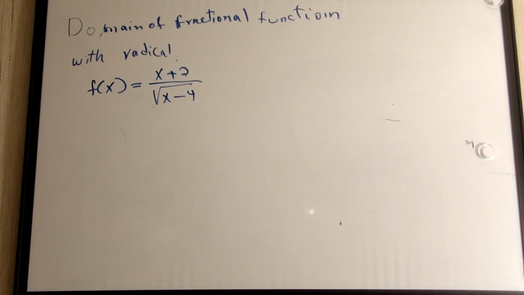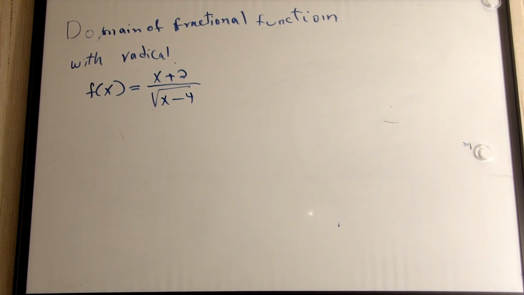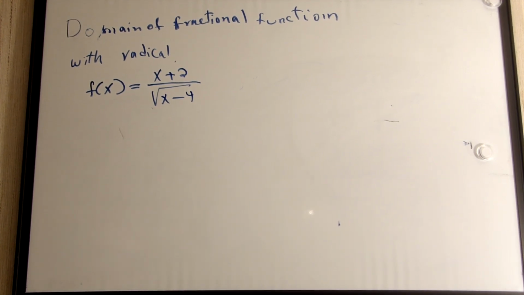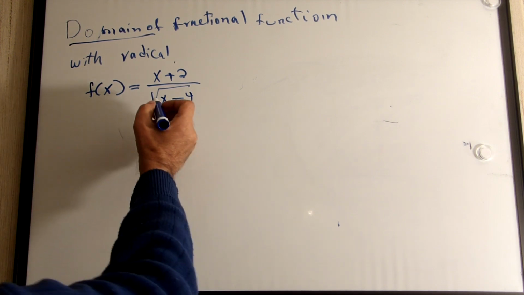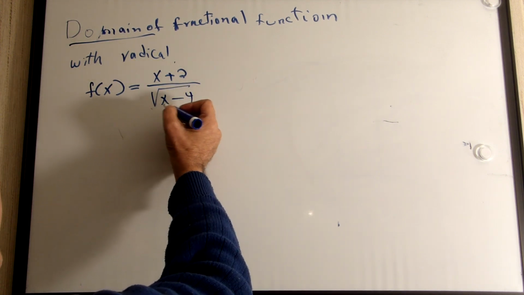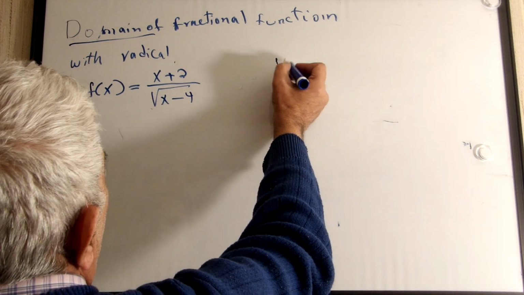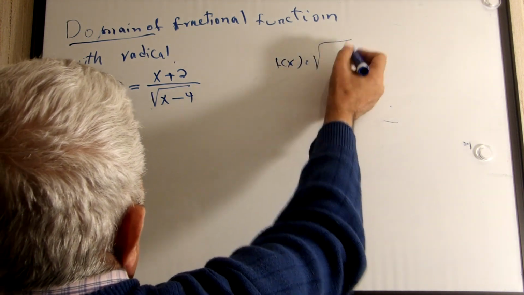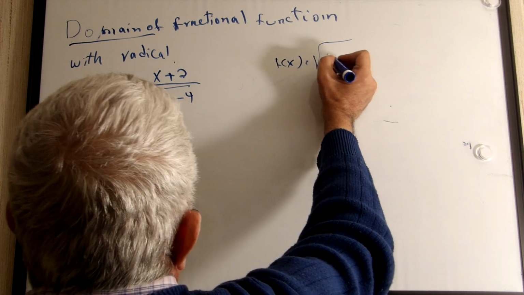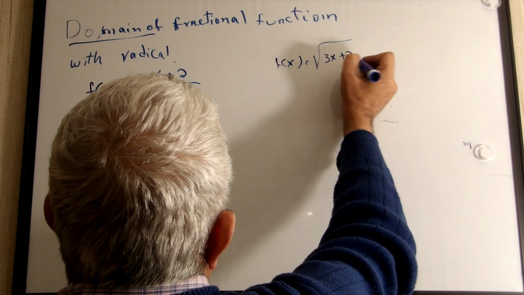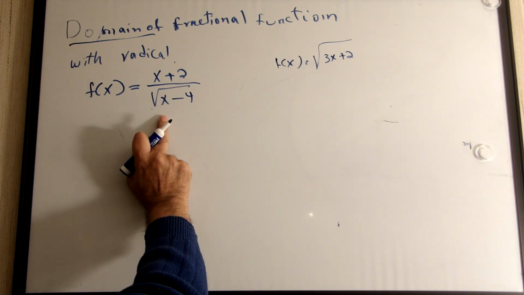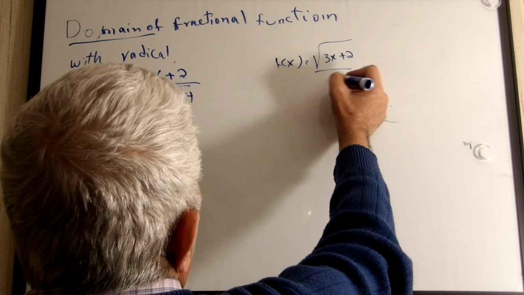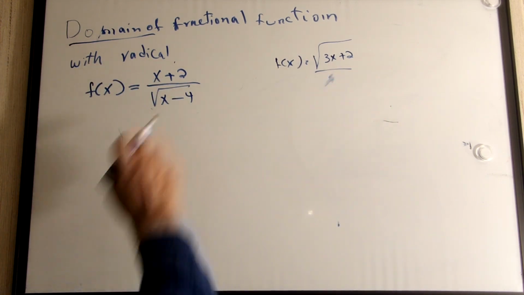See, at this one, you want to find the domain of this. At that time the function was like this, f of x equals radical, whatever it is, 3x plus 2. But here now it is in the denominator. Before, it was the numerator and the denominator was 1. But here it is in the denominator.